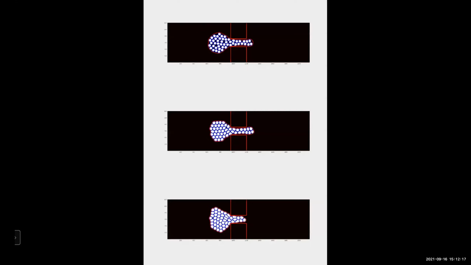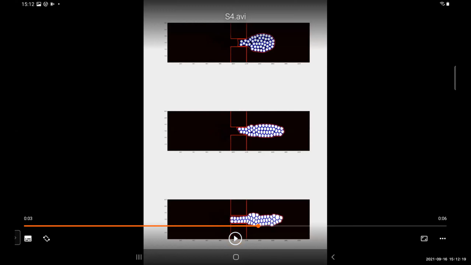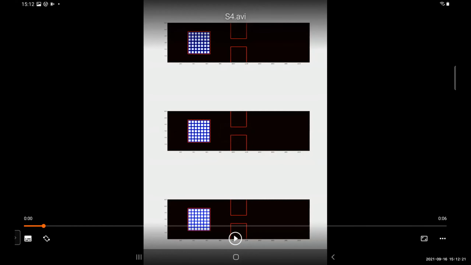Okay, so I'm restarting it. The movie on the top represents a simulation in which phi is 0.55. The second one has phi of 0.75, and the last one has phi at the maximum value achievable in our simulation, which is 0.9.